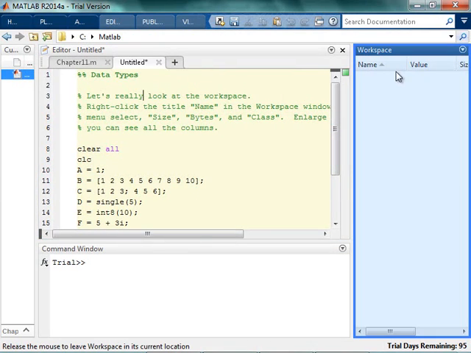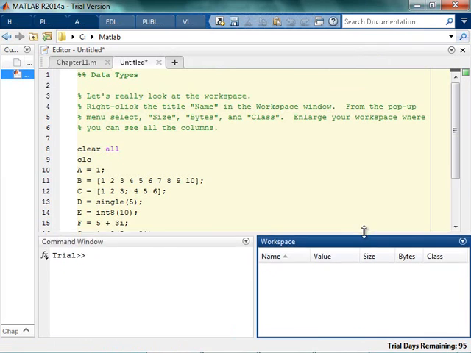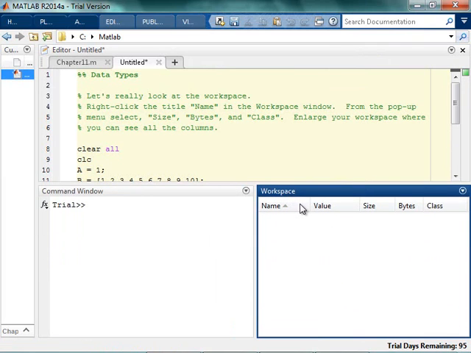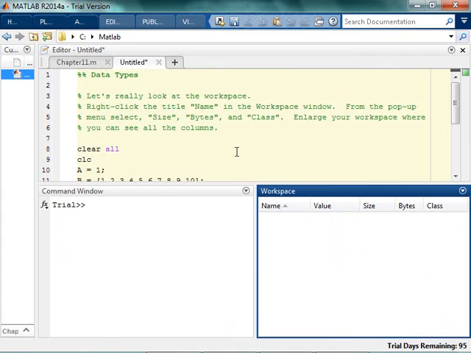But I want to pull this workspace. This is really, really important. I want to see as much of this as possible, so move things around. Also, right-click on your workspace and make sure that value, size, bytes, and class are all selected and nothing else is selected, because that's really what I'm looking for.